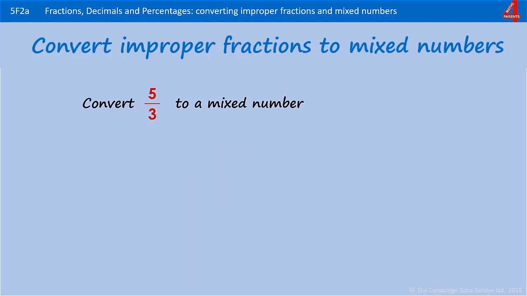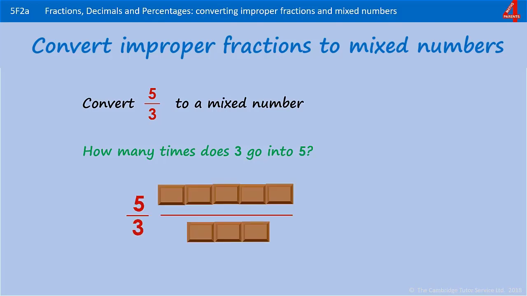To just use the numbers to work this out, we're saying how many times does 3 go into 5, and then how many thirds are there left over? Well, 3 will go into 5. It goes in once. We can get 1 lot of 3 into that total 5.